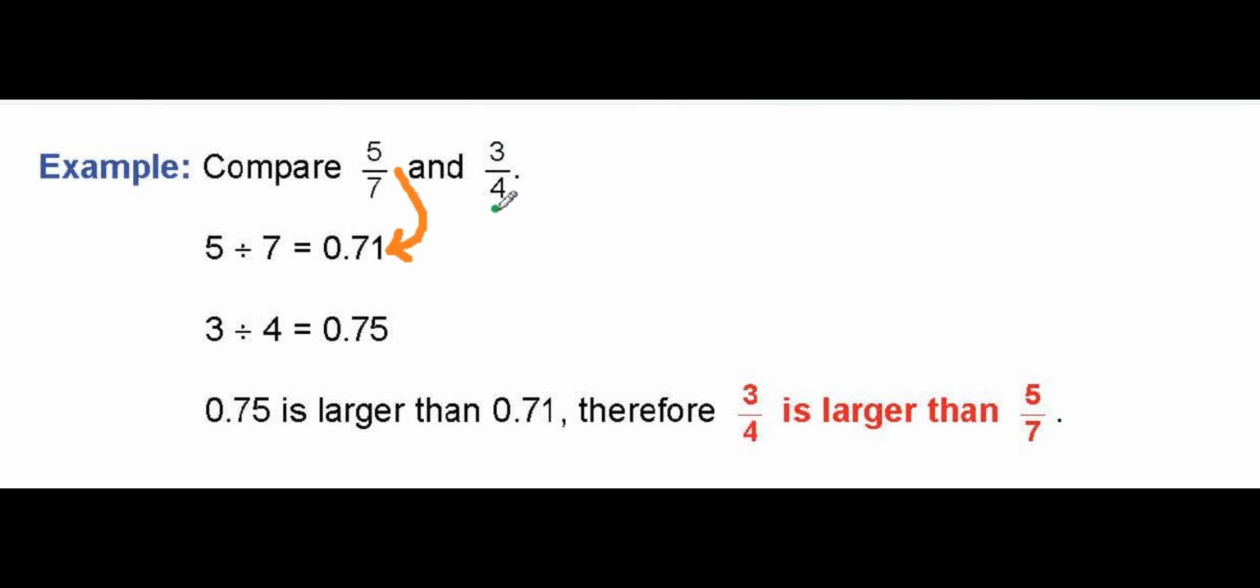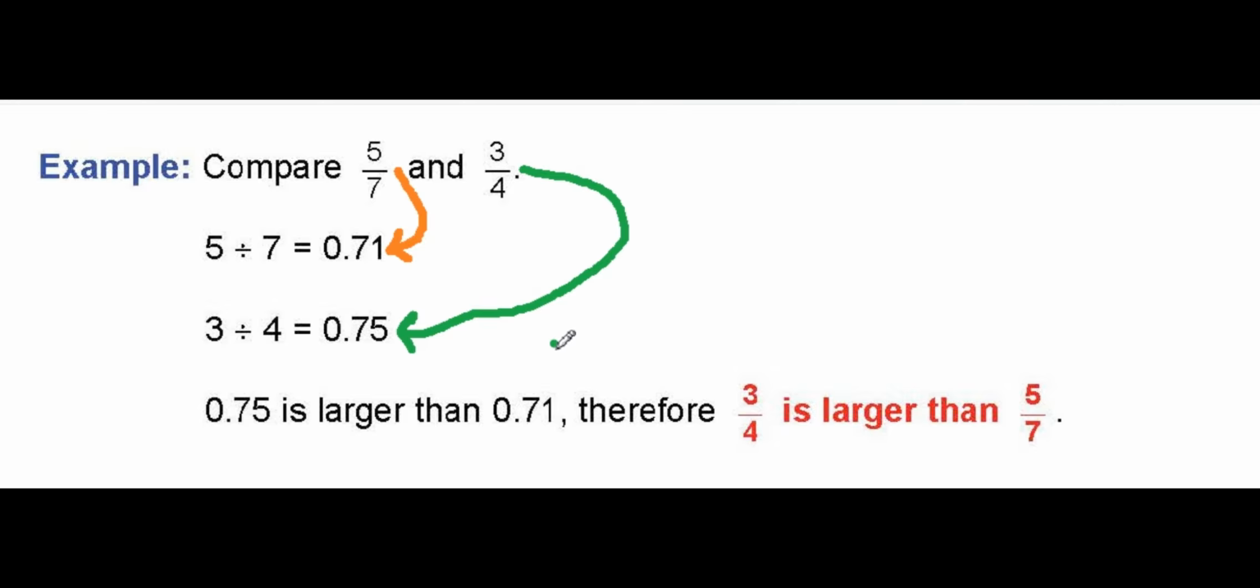Now we do the same with the next fraction, 3/4. The numerator of 3/4 is 3. The denominator of 3/4 is 4. So we divide the numerator, which is 3, by the denominator, which is 4, and the result is 0.75.